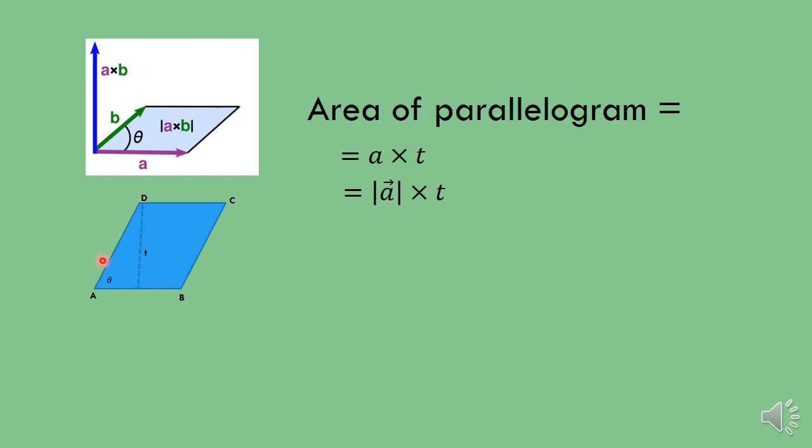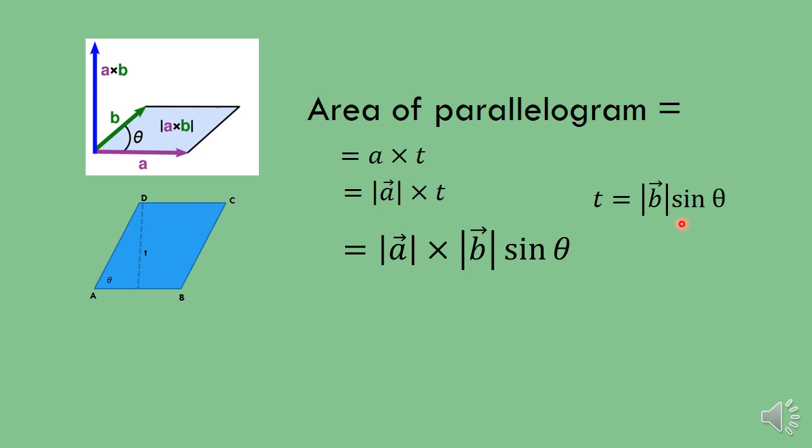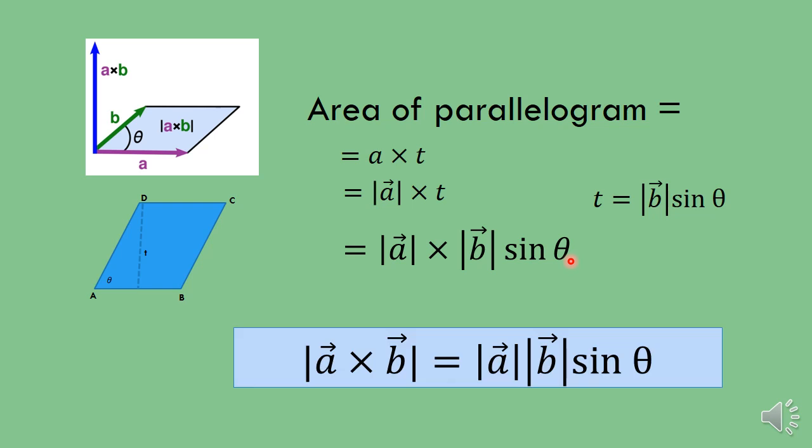As you remember, sine theta is T divided by AD, or in this case, T is equal to the length of vector B multiplied by sine theta. If I replace T, I get the length of A times the length of B sine theta, or the magnitude of A cross B is equal to the magnitude of A times the magnitude of B sine theta, where theta is the angle in between the two vectors.